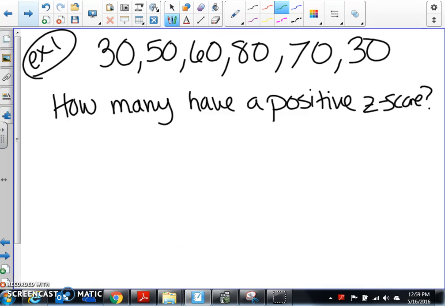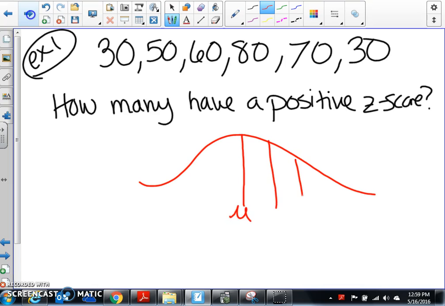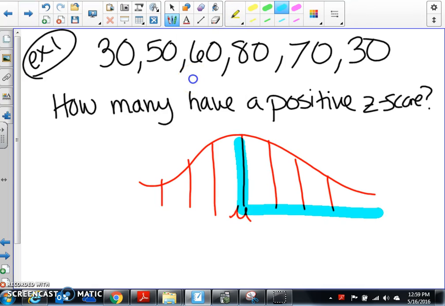All right, so here is our list, and it says how many have a positive z-score. Well, you could sit there and calculate each one, or we just need to draw our bell curve, which means we need to know what the mean is, we need to know what the standard deviations are, and then if it's a positive z-score, we're only going to take this side, okay?